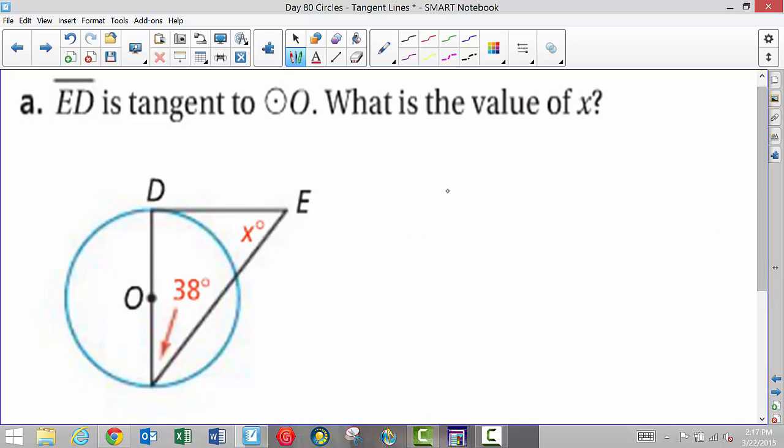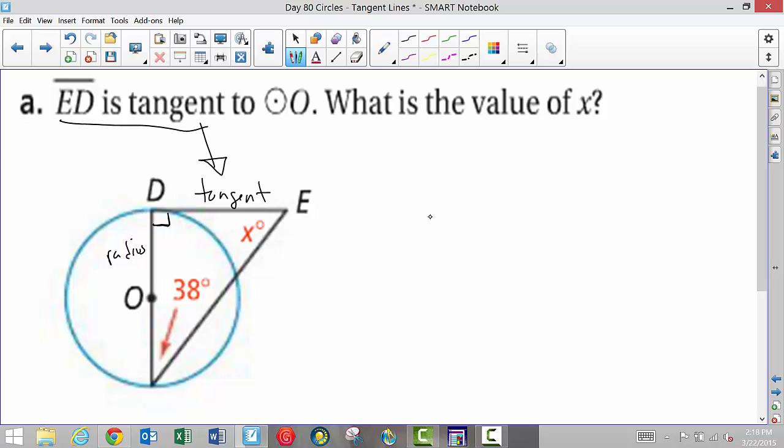Okay, here's the second example. EG is tangent, so I know this is my tangent. How do I know? It tells us. So if this segment is tangent, I know it's perpendicular to the radius. Well, here's my radius. OD is my radius, so I know that angle D is 90.